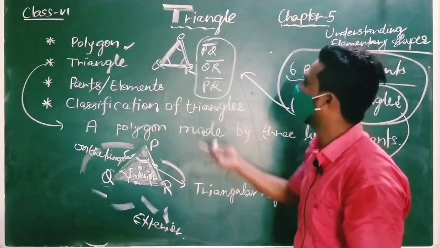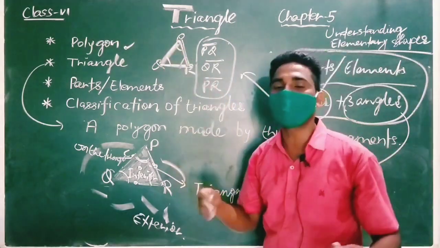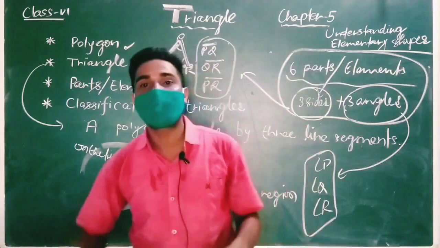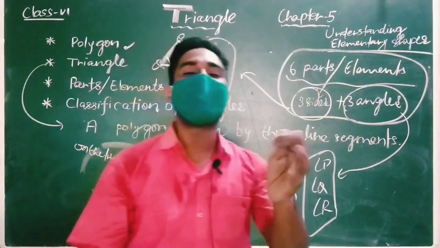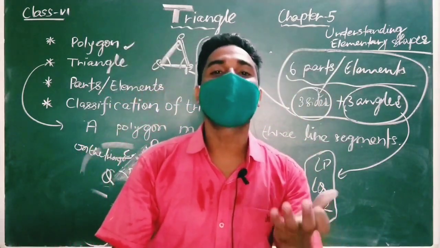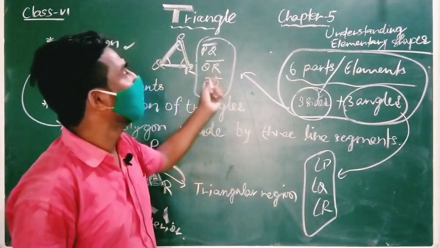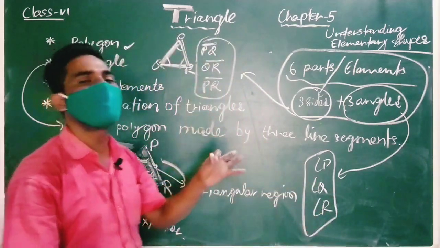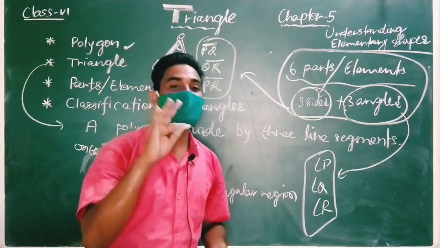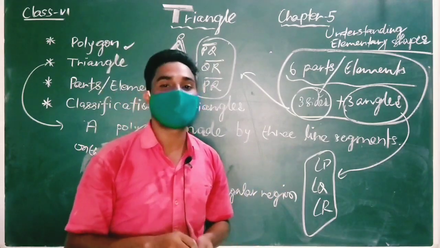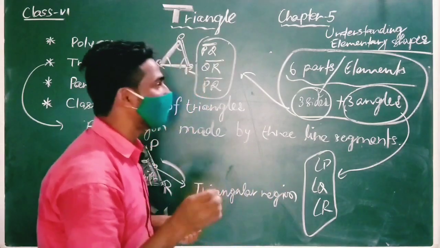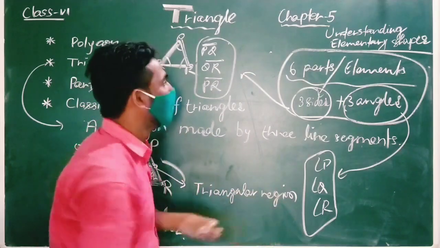Apart from this, there are 3 vertices also, but they are not included in the parts or elements of a triangle, because a vertex is a part or element of an angle. So I discuss angle here also, triangle also. I am telling you, these 3 vertices are not included in the parts. These 3 vertices are the parts of an angle.